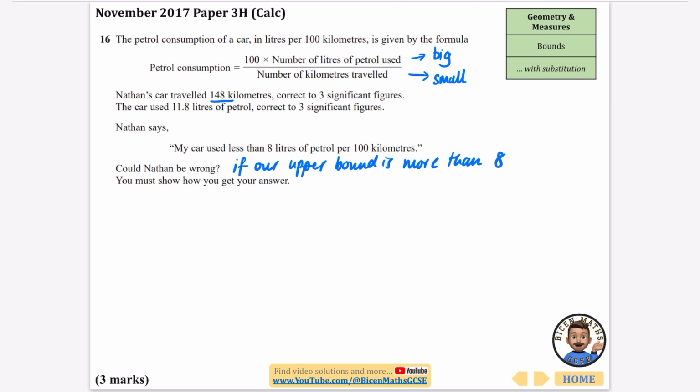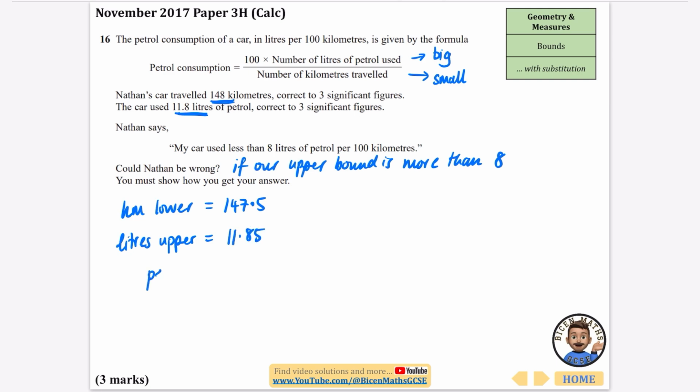So for the number of kilometres that have been travelled, we've got 148. The kilometres are going on the bottom, so I want that to be as low as possible. So I'm going to do my kilometres lower, and that is going to be 147.5. That's the lowest thing that it could be rounded to three significant figures. And then the petrol, which is going in the top, the litres of petrol, I want to be as big as possible. So I'm going to do my litres upper, and my litres upper are going to be 11.85.